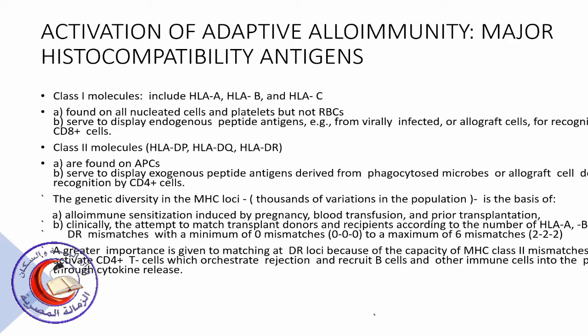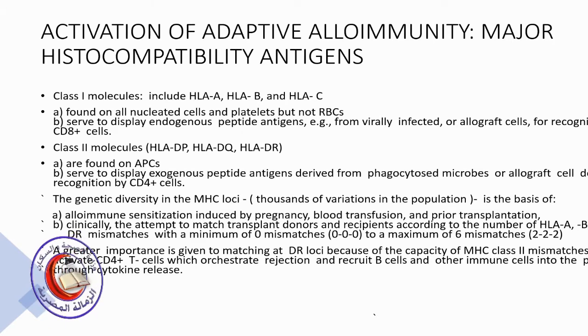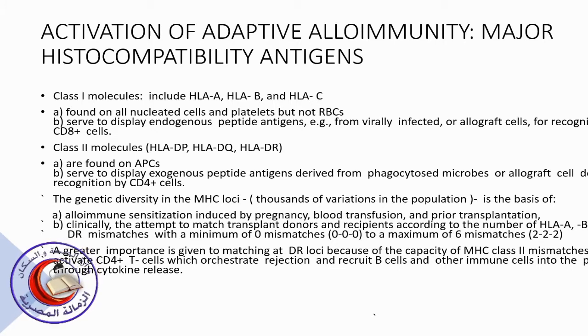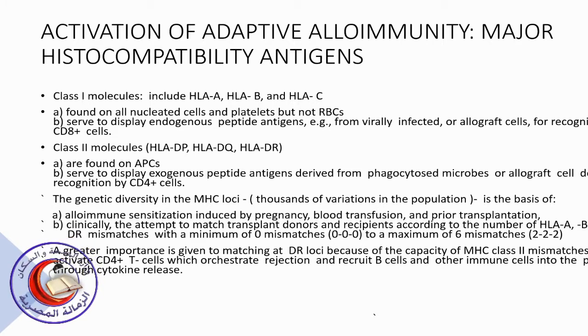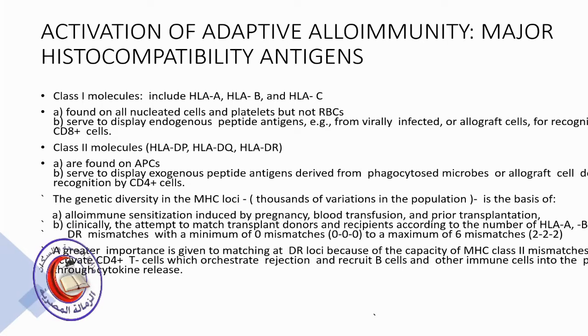With a minimum of 0 mismatch, 0, 0, 0, to a maximum of 6 mismatches, 2, 2, 2. Why 2, 2, 2? Because as we said, the HLA molecules are co-dominantly expressed. You have 2 molecules of each type, one derived from the father, one derived from the mother, that are of course different in structure. A greater importance is given to matching at the DR locus because of the capacity of major histocompatibility complex class 2, of which DR is one subtype.